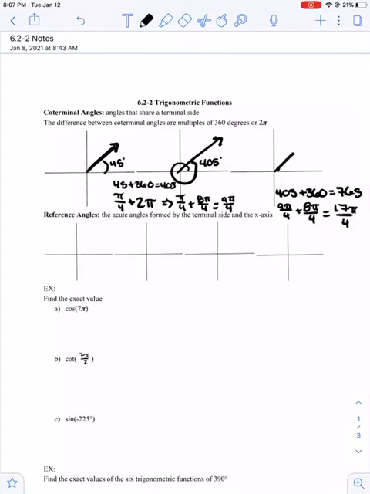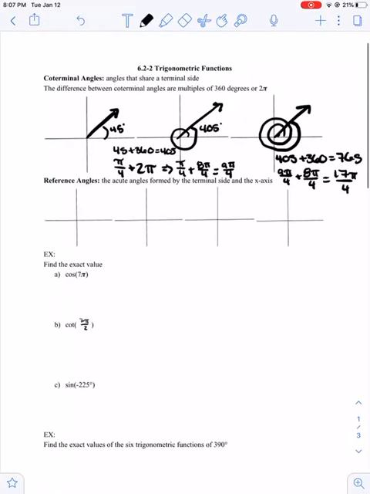Now drawing it, we're going to draw that angle. And then we're going once around, and then around again. Alright. Next, we're going to look at reference angles.